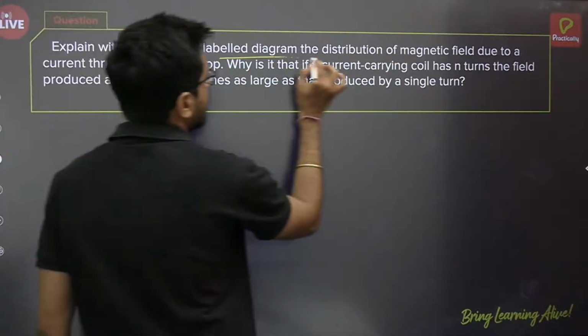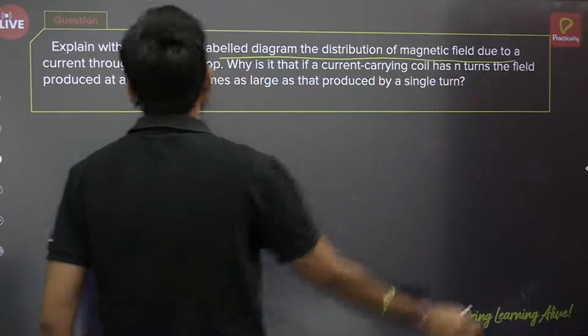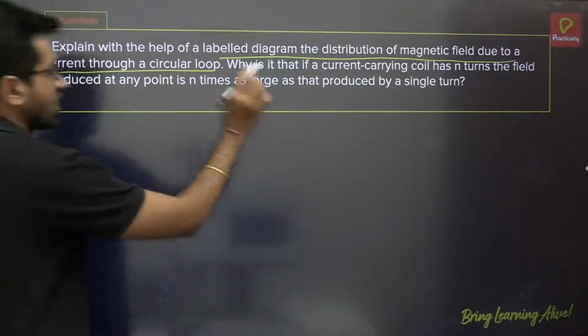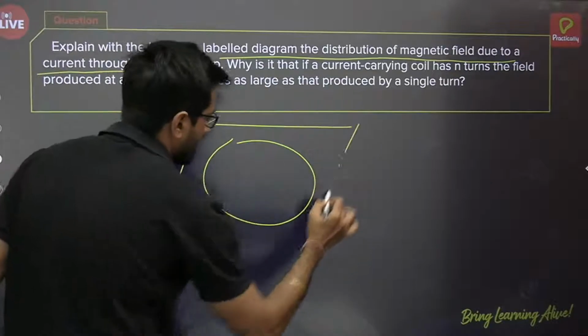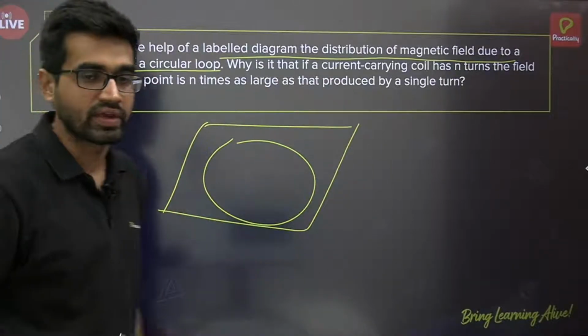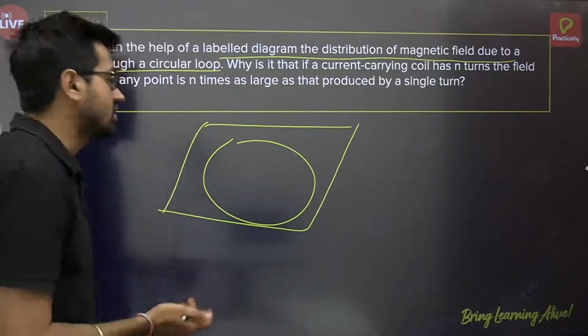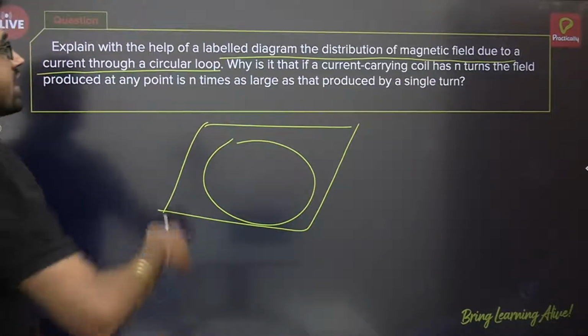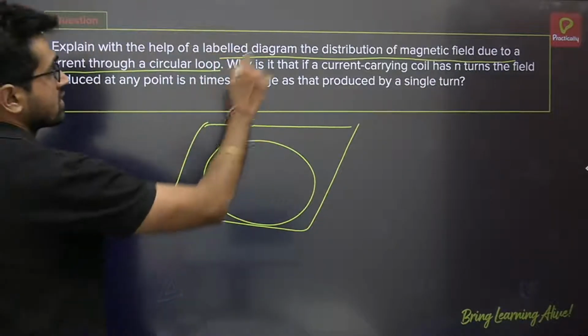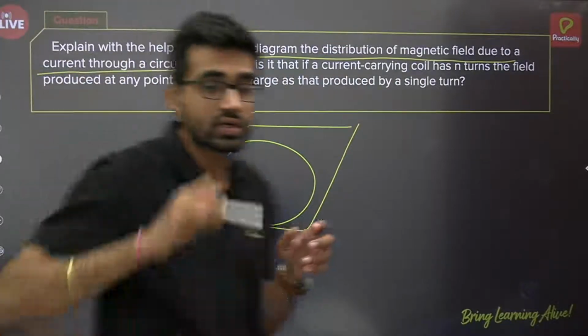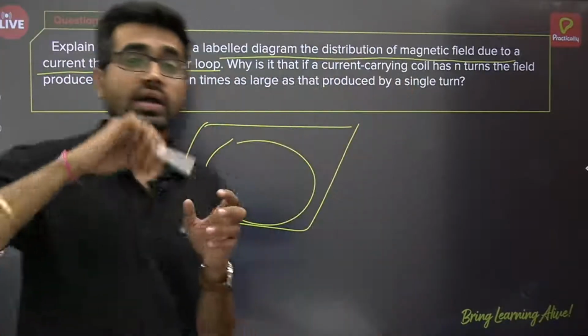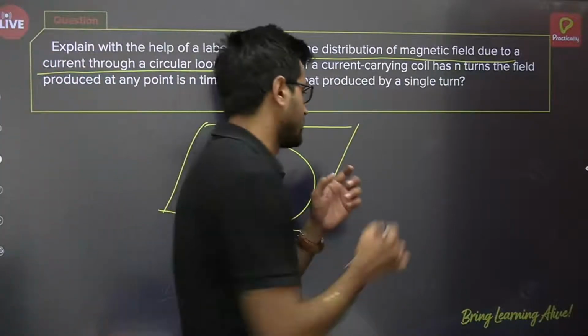Explain with the help of a labelled diagram the distribution of the magnetic field due to a current through a circular loop. You can take a circular loop and put it on a piece of paper if you want to see the effect. And you have to draw the diagram of the distribution of magnetic field due to a current through a circular loop. Remember, you are doing a current through a circular loop.